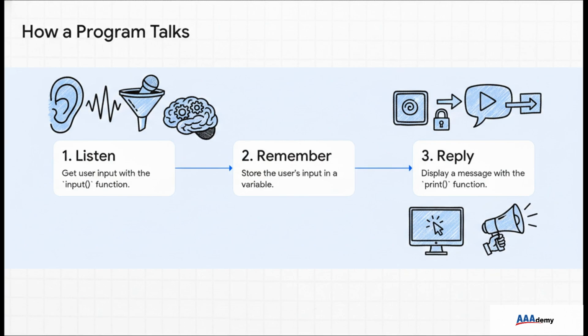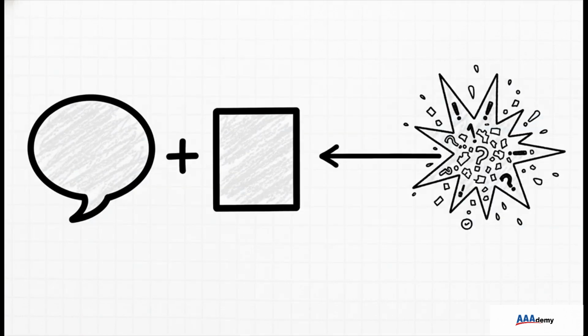Listen, remember, reply. But this is where you'll run into your first, let's call it, misunderstanding with the computer. When the input function gets your age, it doesn't see it as a number. It sees it as text, a string. So when you then try to add the number 5 to it, the computer just throws its hands up. This is a type error. It's basically like trying to do the math problem, hello plus 5. It just doesn't work. The secret, as you learn, is that you have to tell the computer to convert that text into a number first.